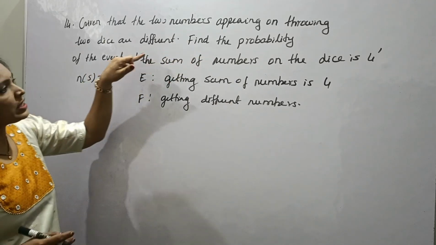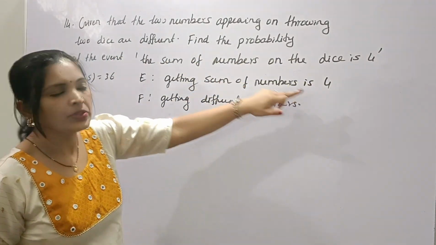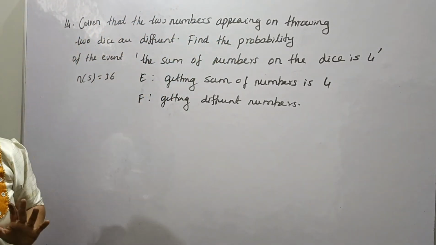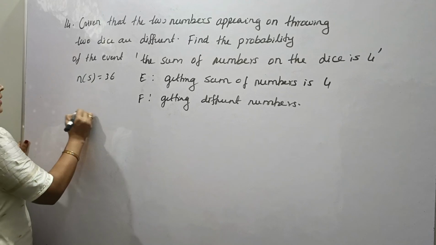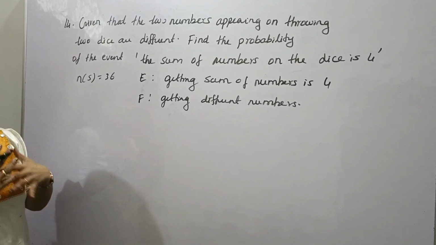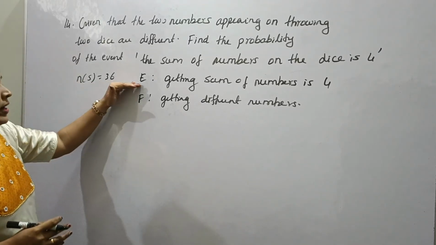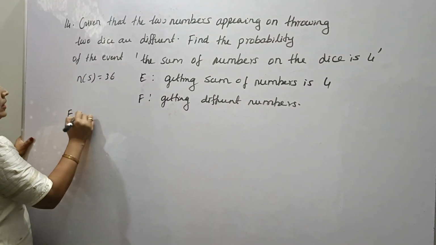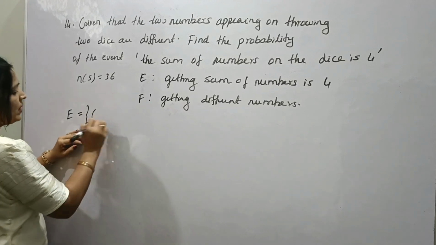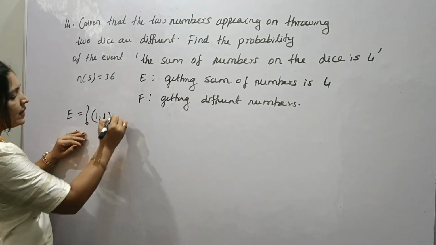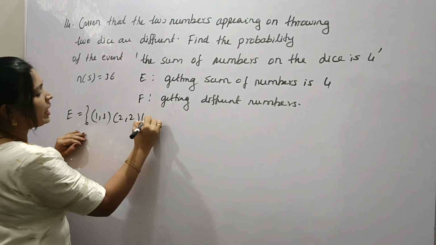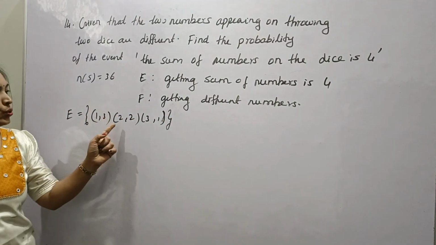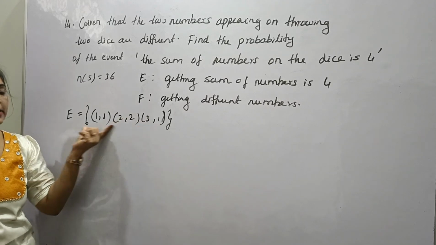That is, the probability that the sum of numbers on the dice is 4, given that the numbers appearing on throwing 2 dice are different. So let's see, no need to write all the possible outcomes. You just understand. See, what is E? E is getting the sum of numbers as 4, right? So that one we can write. The possible outcomes of E are (1,3), (2,2), (3,1). Only 3 elements. That's all, right? That is, the sum is 4.